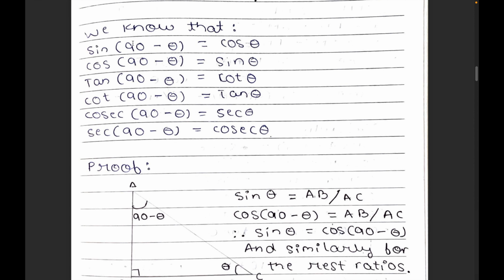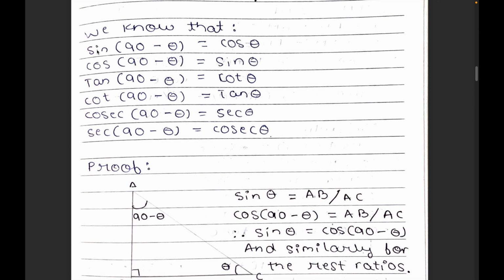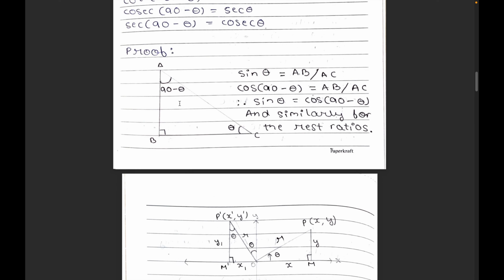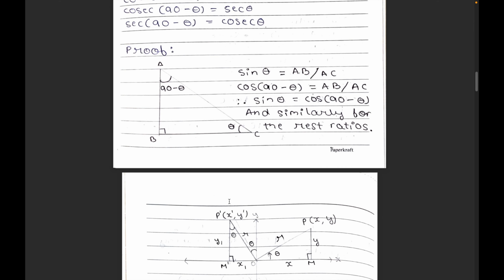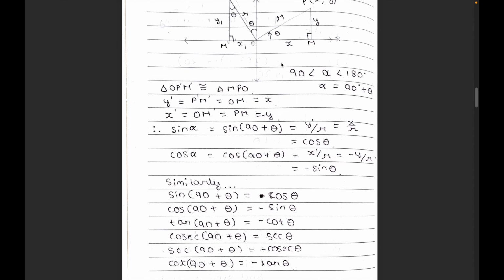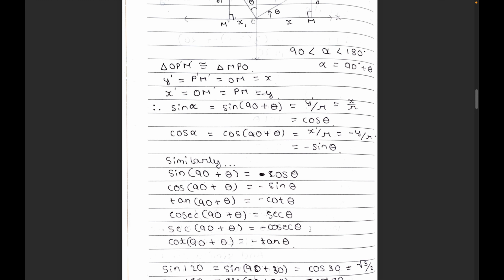So we know that sine 90 minus theta is cos theta, and cos 90 minus theta is sine theta, and tan 90 minus theta is cot theta. So memorize this. You'll have to memorize these. And then I have written down the proof of it, but you don't really have to know that. You don't really have to know how to derive the thing, you just need to know it.